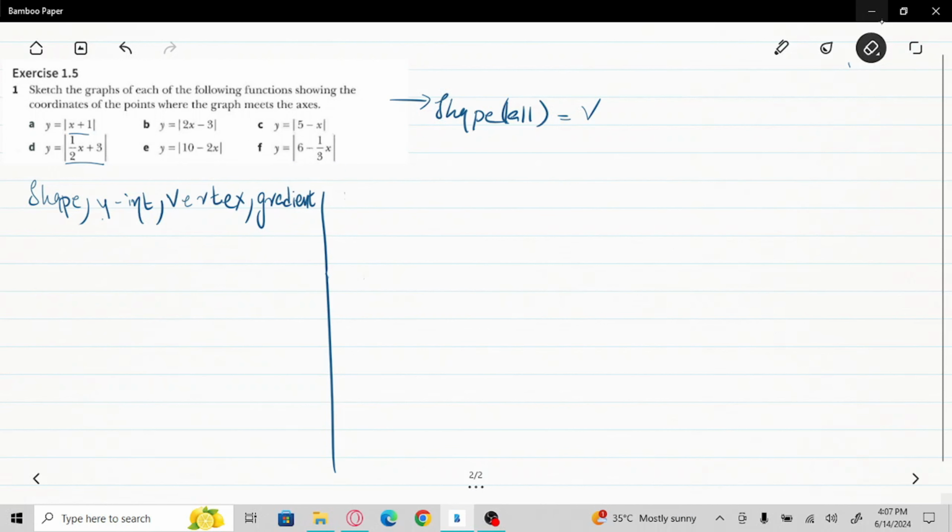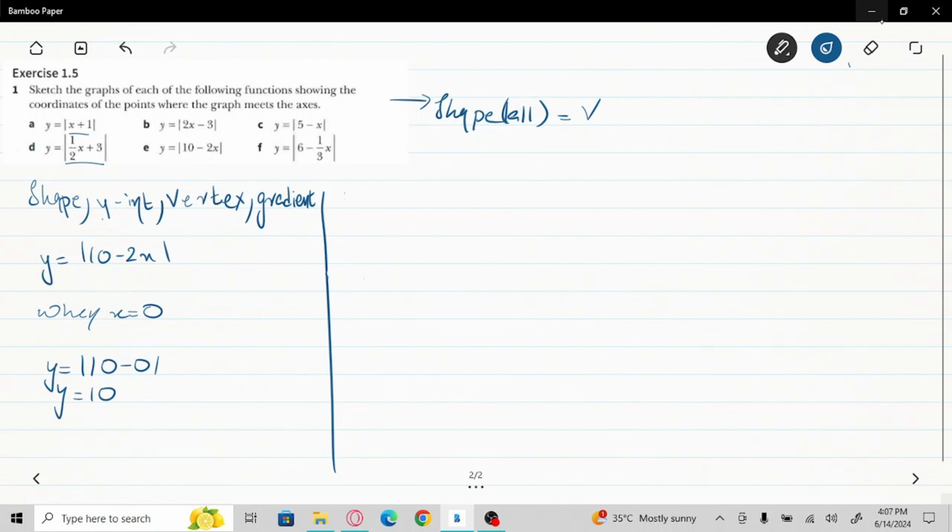So we have another thing to find. Right now y equals 10 minus 2x. Let's just copy this: y equals 10 minus 2x in our modulus. First find the y-intercept. We already know the shape. When x equals 0, y equals the modulus of 10 minus 0. So y equals positive 10. We have found the y-intercept.